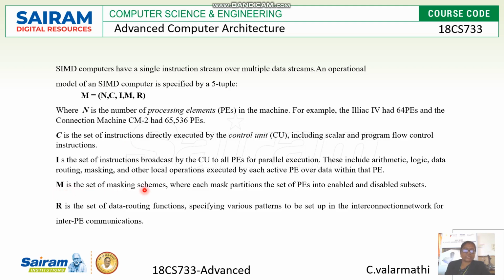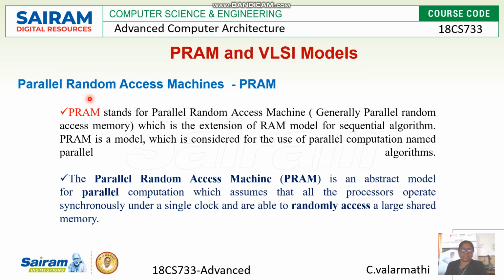M is the set of masking schemes, where each mask partitions the set of PUs into enabled and disabled subsets. And finally, R is the set of data routing functions. Likewise, a SIMD supercomputer has these 5 important tuples. Based on these 5 important tuples, the performance of your SIMD systems will vary.